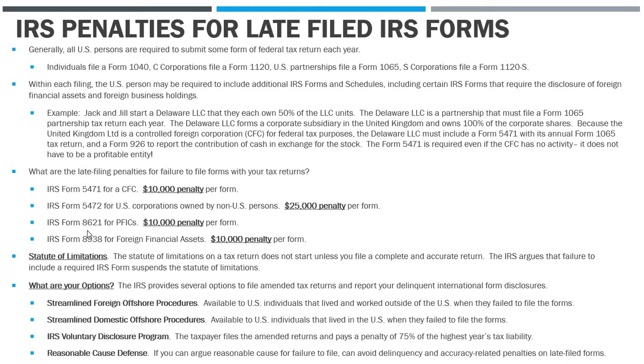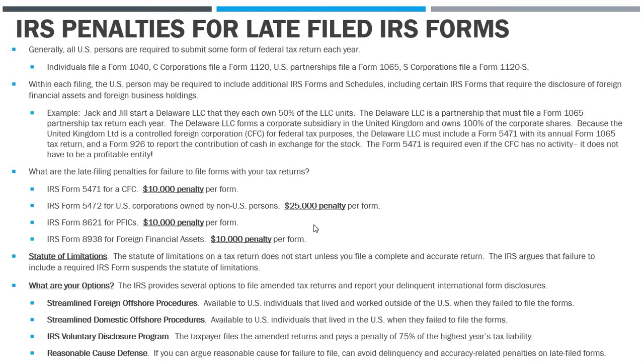The IRS Form 8621, this is for PFIC. So PFIC is a passive foreign investment company. That's $10,000 per form if you miss that thing. And then we have the 8938 for foreign financial assets. That's, again, $10,000 penalty per form.